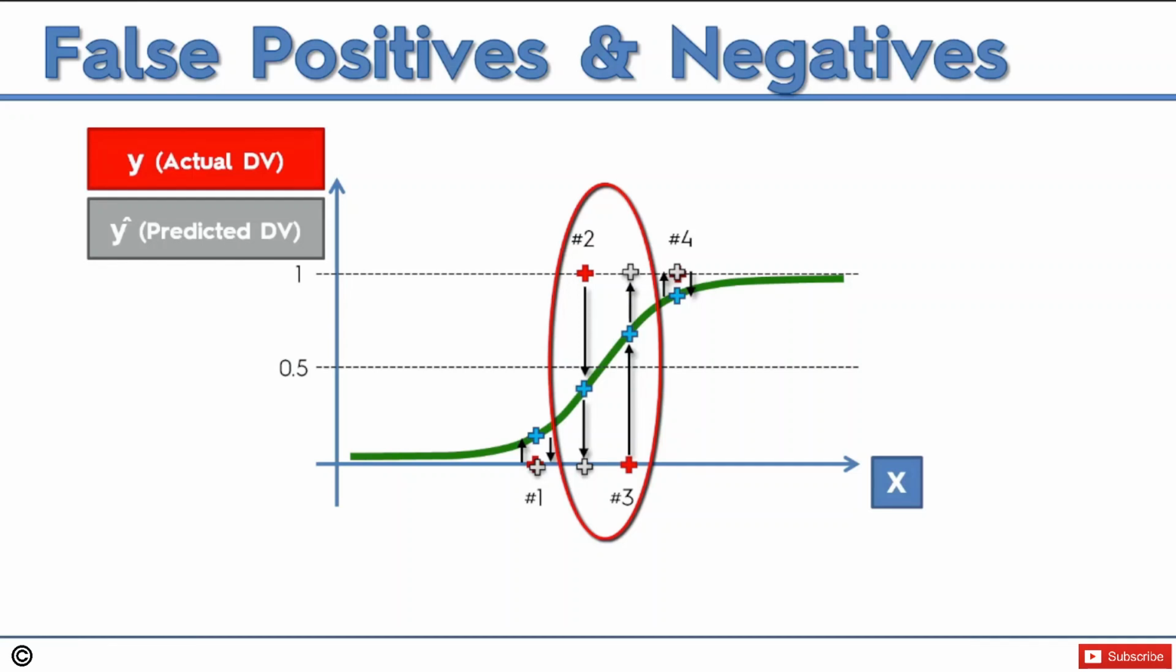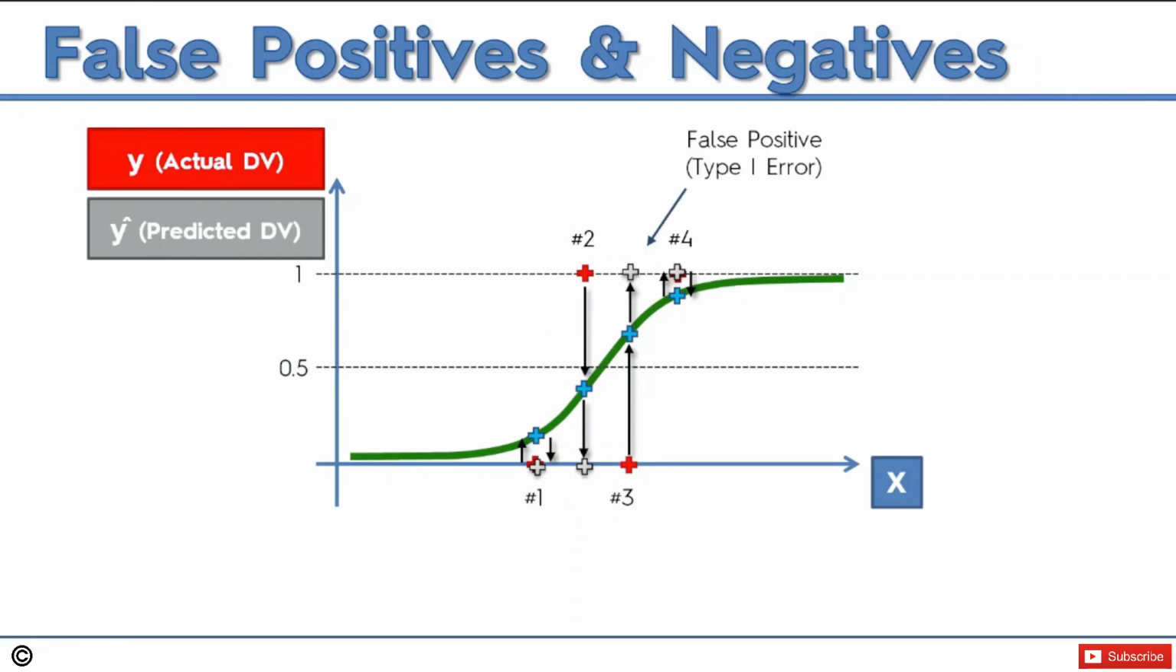And same thing for person number 3. The gray mark is at the top, and that means that the model is predicting that the person will take up the offer, but the red mark is at the bottom, meaning that the person didn't actually take up the offer, and therefore the logistic regression made a mistake once again. And these mistakes actually have specific names. The top mistake over there is a false positive, or a type 1 error. What does false positive mean? Well, it means that we predicted a positive outcome, but it was false. So we predicted an effect that did not occur.